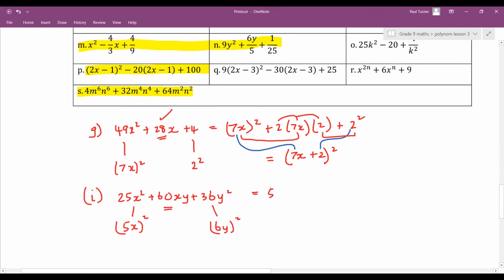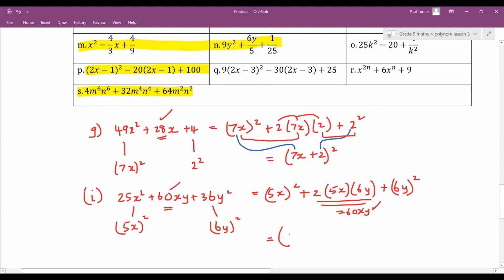So put them in, 5x all squared, we have a plus, so we write plus, then we write 2, then we write the first term, which is 5x, then we write the last term, which is 6y, and then we square the last term, 6y squared. So the question is, is that the same as that, 60? 2 5s are 10, 6 10s are 60. So that equals 60xy, which is good because it's the same as the middle term, which means it is a perfect square. So the first term is 5x. The last term is 6y, all squared, like that.